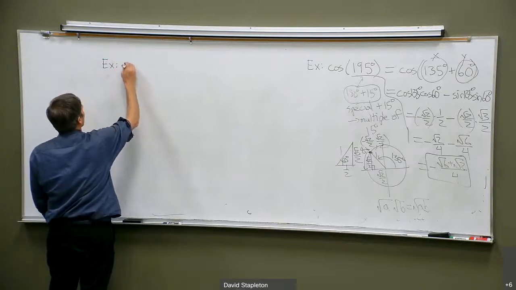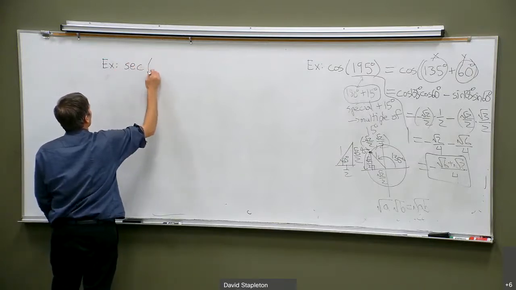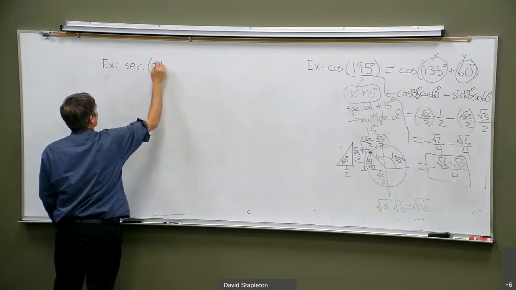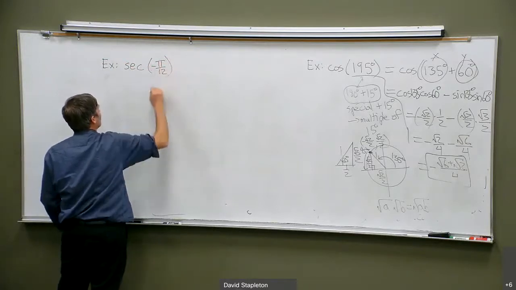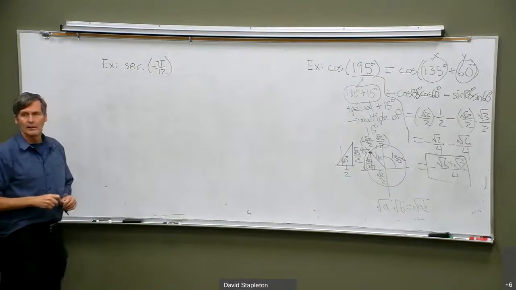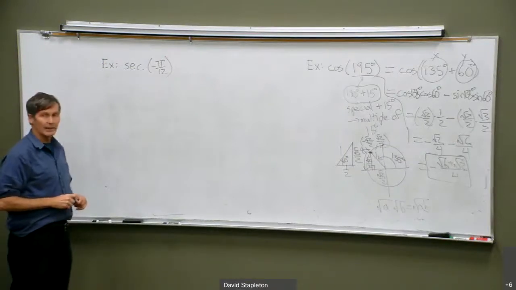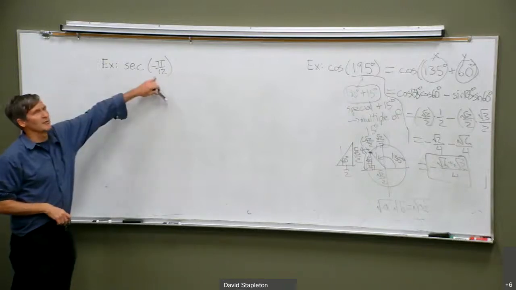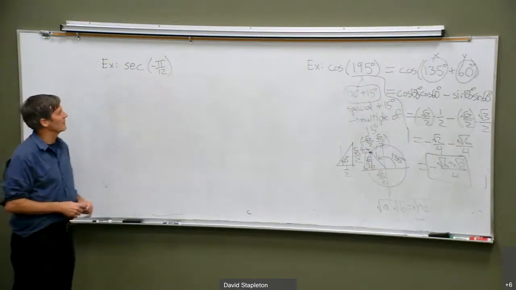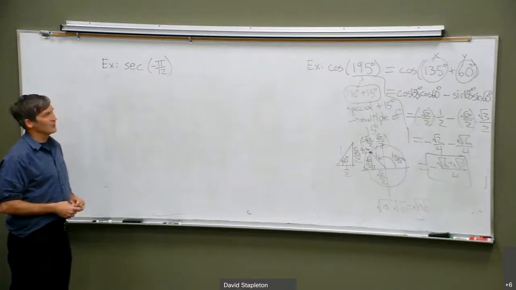Suppose I wanted to find the secant of minus pi over 12. Can I do that exactly? Sure I can. Remember, pi over 12 is 15 degrees, so this is certainly a multiple of 15 degrees. It's minus 1 times 15 degrees. So how do I do this one?